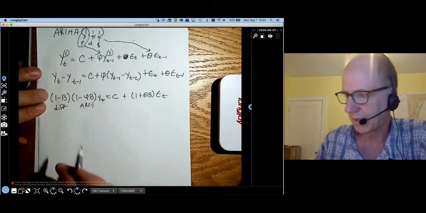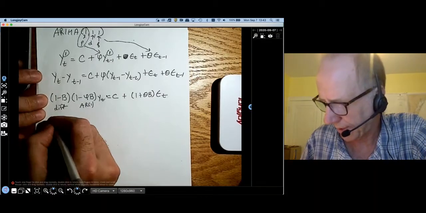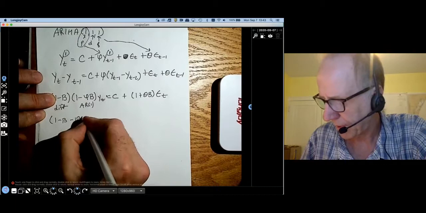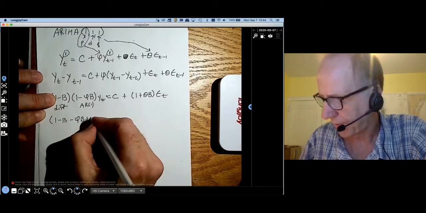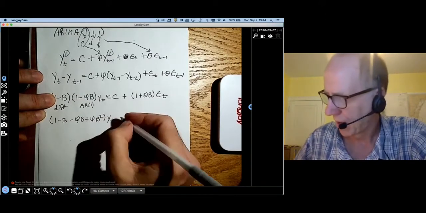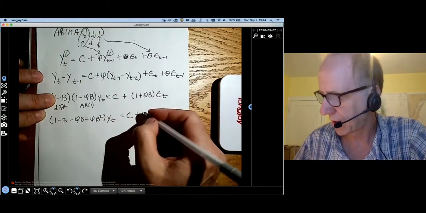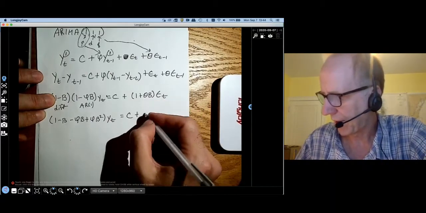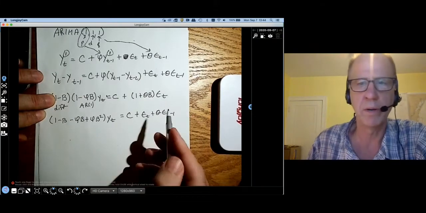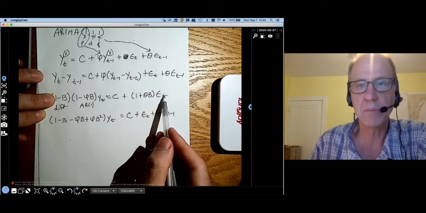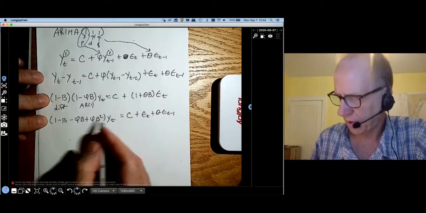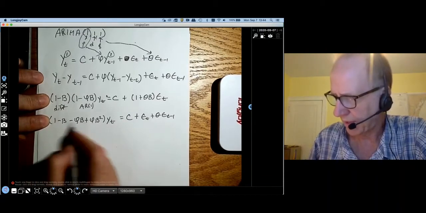What's always a good idea, confirm this. So we can multiply this out, just 1 minus B minus phi B plus phi B squared, all applied to yt. On the right-hand side, we have c plus, well, might as well write this out, epsilon sub t plus theta epsilon t minus 1, where when I take B times epsilon t, that gives me epsilon t minus 1. Let's go distribute yt across all of this.